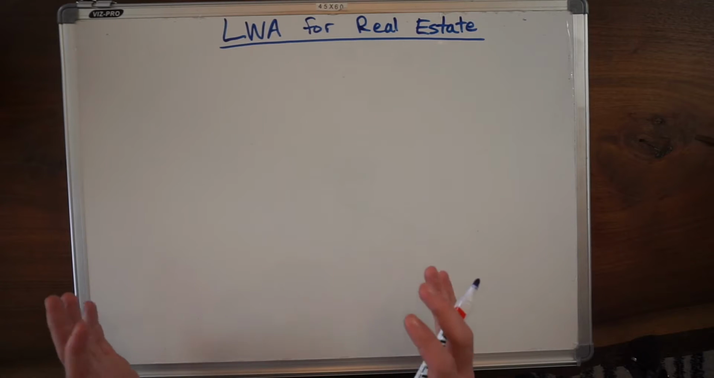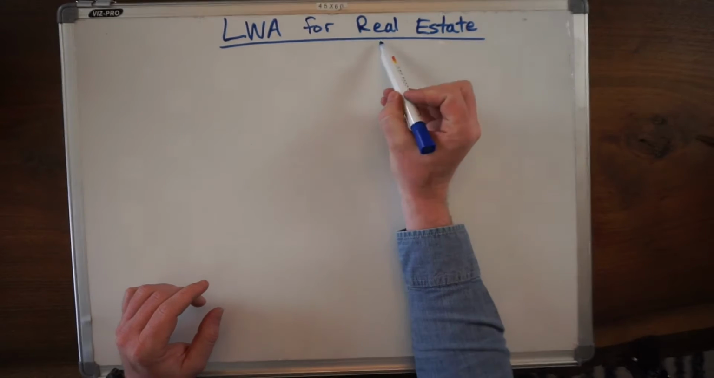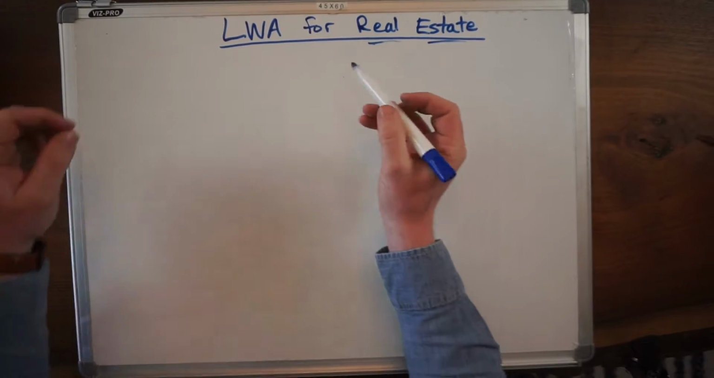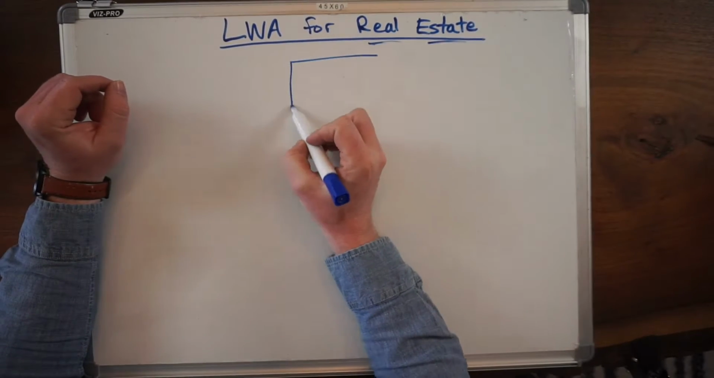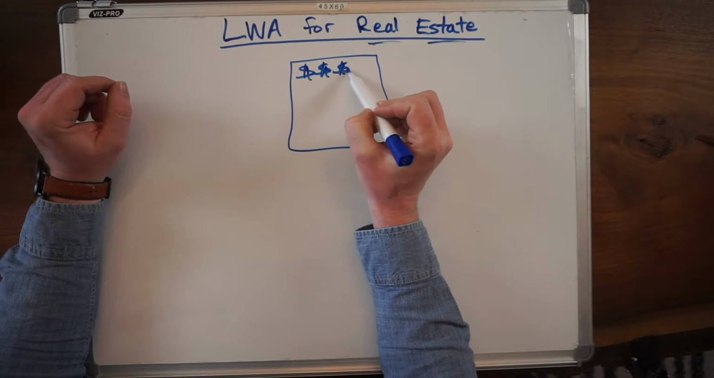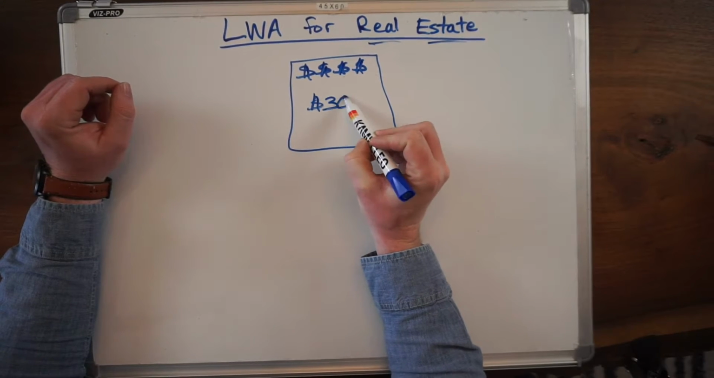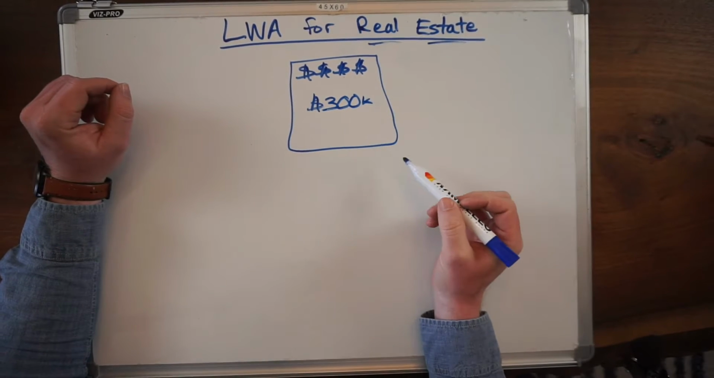Let's take a look at using cash value life insurance as a vehicle for investing in real estate. So, for example, let's say we've got a policy that we put out, and look at our other videos to get a more in-depth look at policy design and structure. But let's just say that we have $300,000 in a policy.